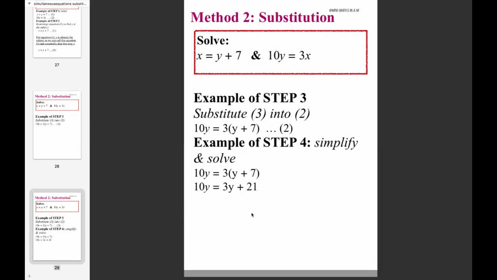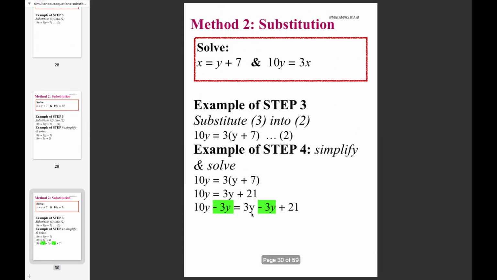And then we want to get y by itself. So first we need to get the y's together. So subtract 3y from both sides to move this 3y from over here to being with the 10y. So 10y minus 3y is 7y. The 3y's cancel out because 3y minus 3y is 0. So we just have the 21.